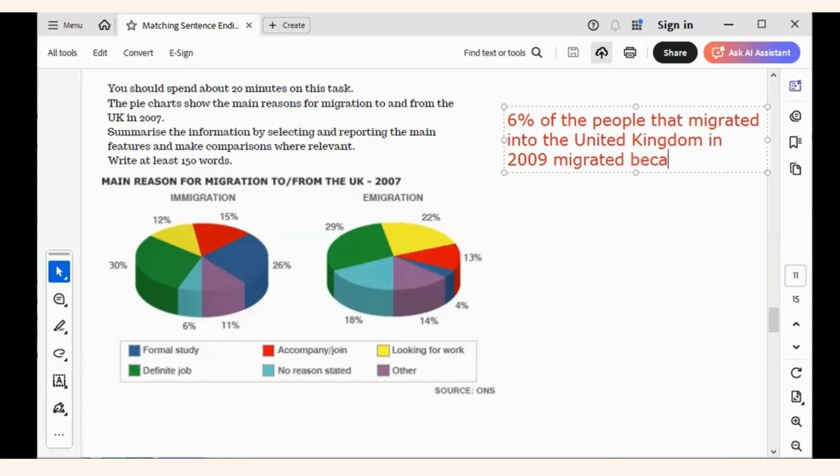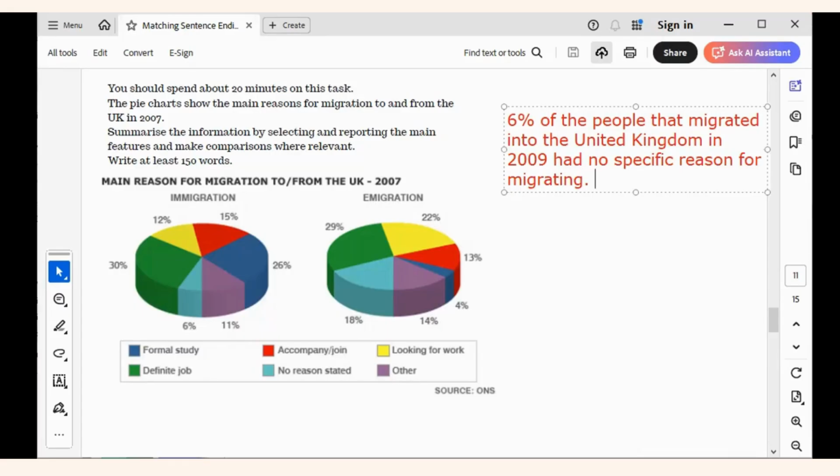migrated because, sorry, we can't say because. This thing says no reason stated. So you cannot say migrated because no reason was stated. That doesn't sound good. So I'm going to remove this migrated word. 6% of people that migrated into the UK, into the United Kingdom in 2009 had no specific reason for migrating. Can you see that?